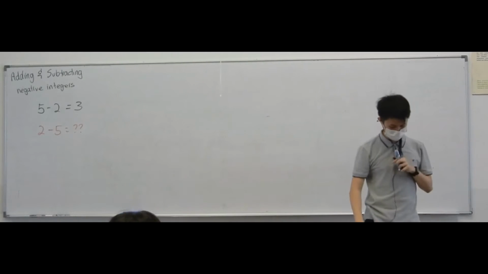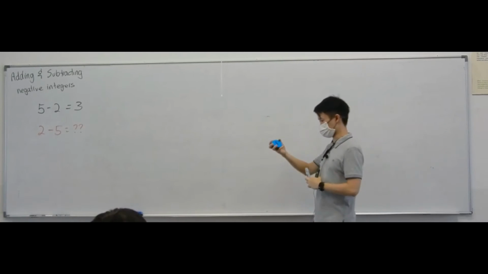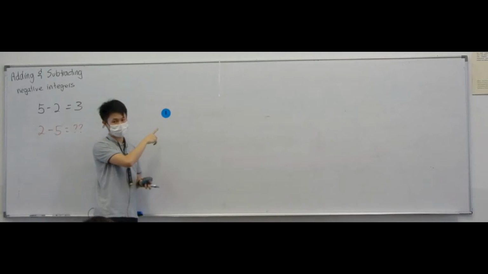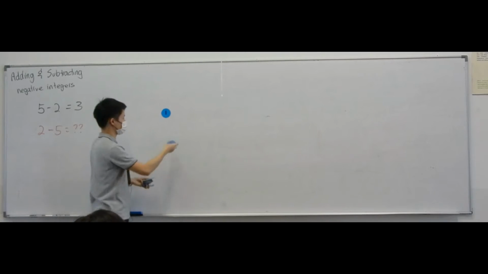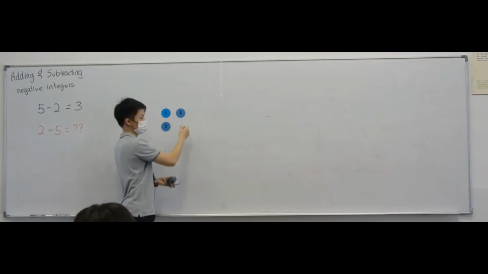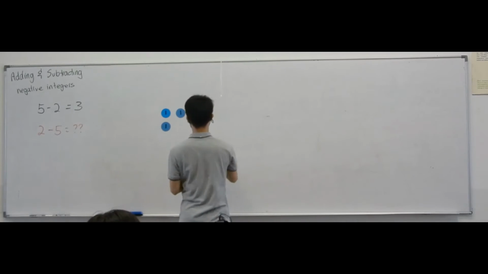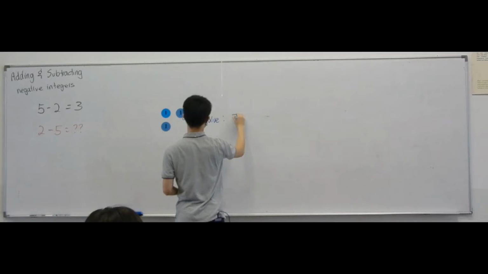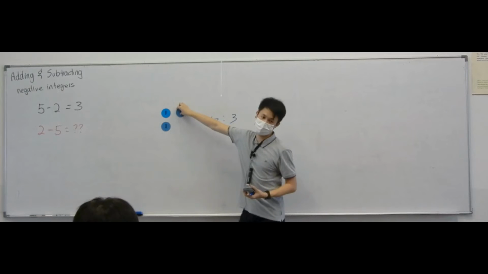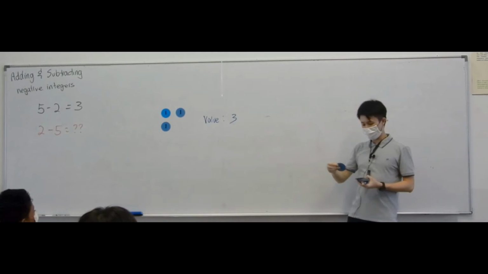But before I introduce that, I'm going to introduce something called number this. Okay, so on my hands, this stands for the value 1, correct? Now, if I have 2 of it, what's the total value now? 2. 1 plus 1 is 2. Then that? 3. So, if I have 3 of these, the value here is 3.